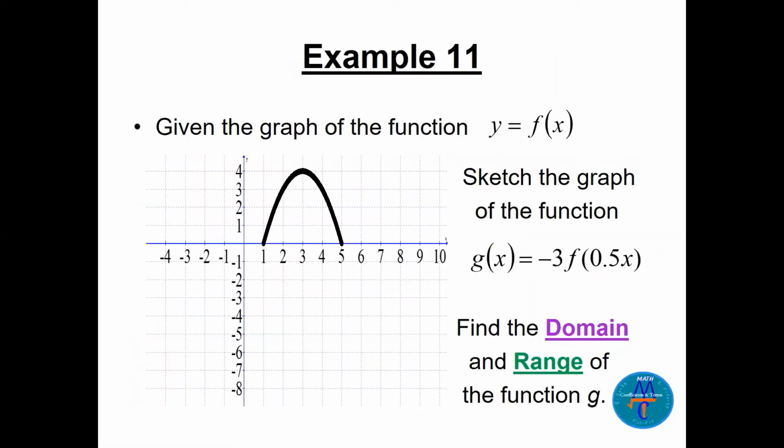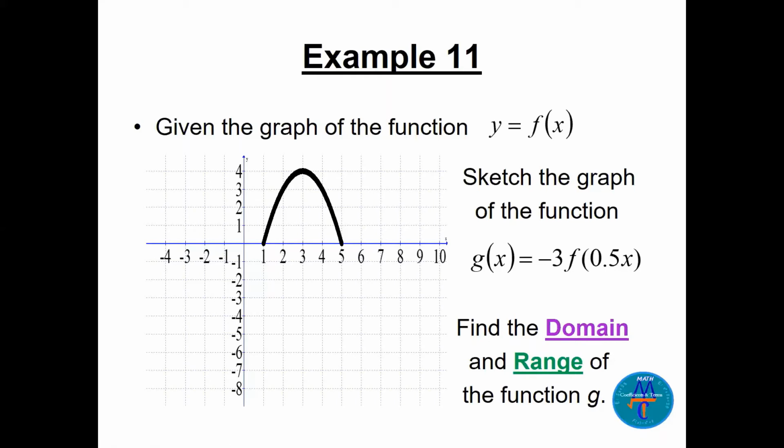Now, let's look at a nice example here. We have a graph like this. That's f, given. See, given is the graph of the f. Sketch the new graph g. And here we have three things. We have minus 3 f of 0.5x. After you finish, you find the domain and the range of the function g. So you have to graph the g, find the domain, find the range.